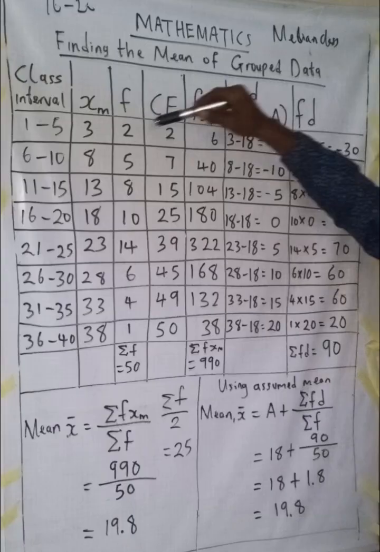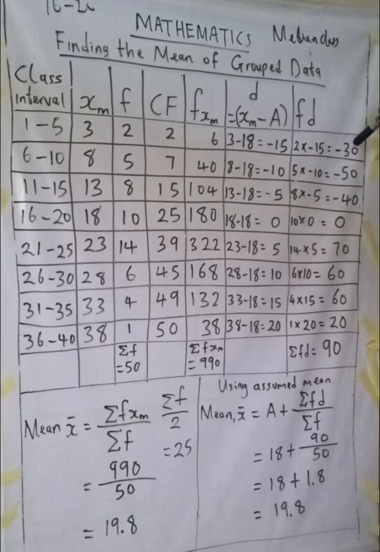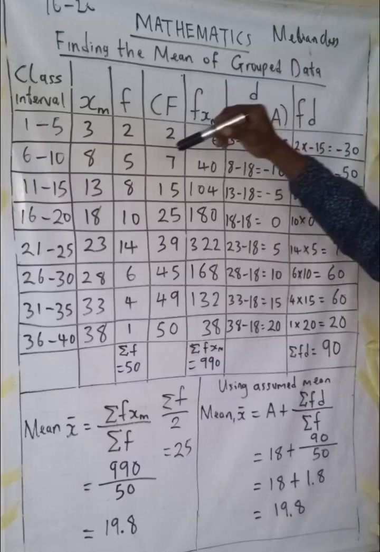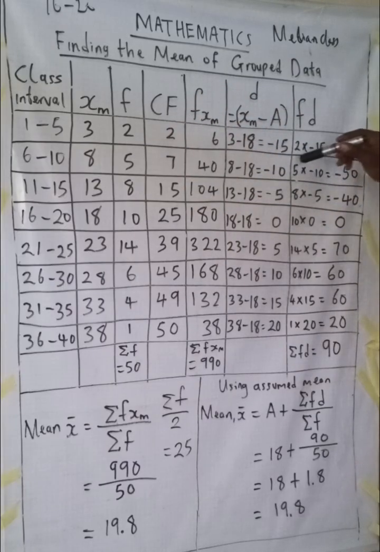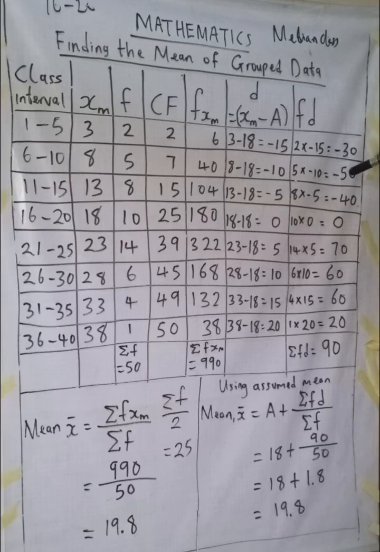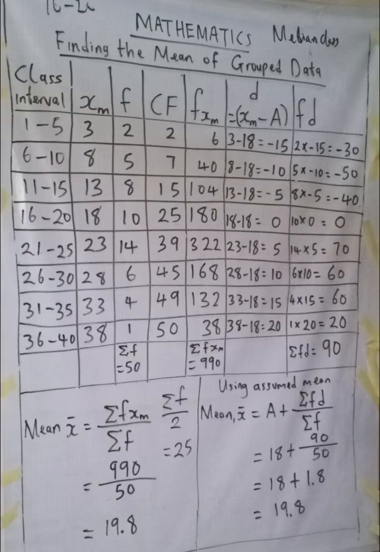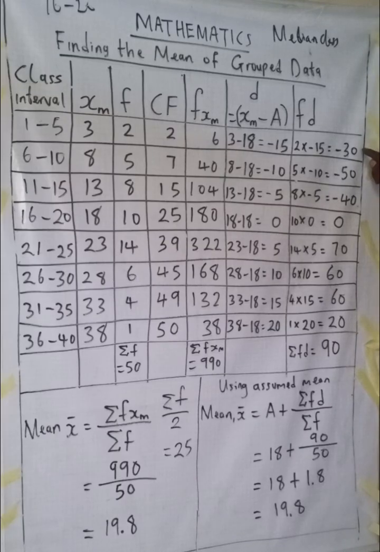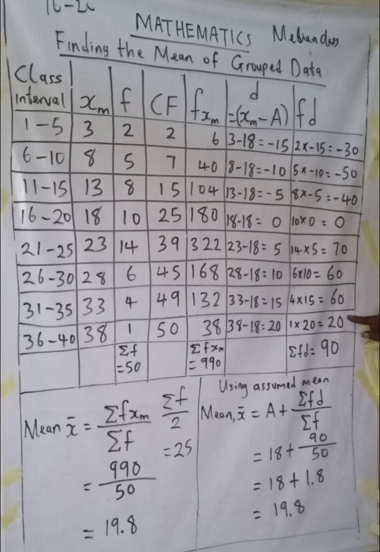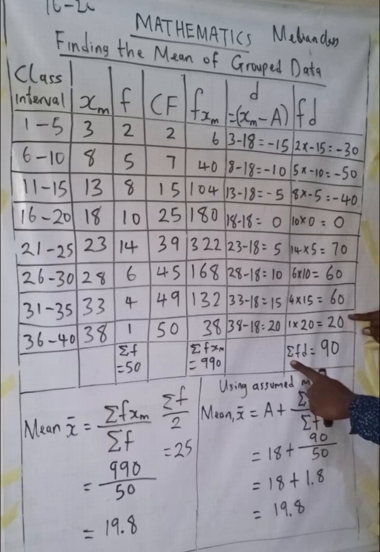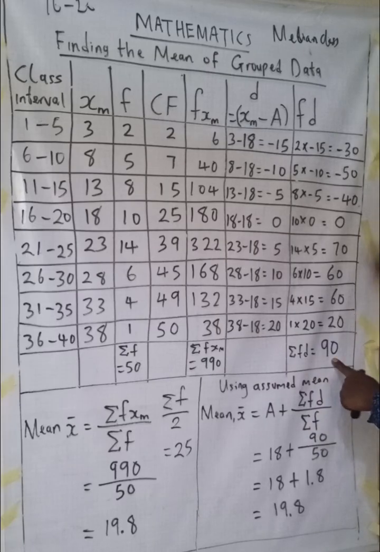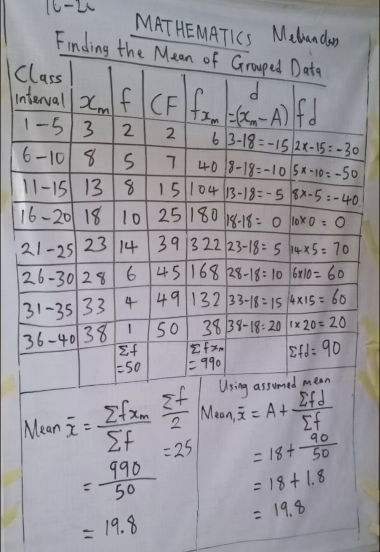So FD means 2 times minus 15, minus 30. FD means 5 times minus 10, minus 50. FD means 8 times minus 5, minus 40. And that will get the FD. If you add all the FDs, 1, 2, 3, 4, 5, 6, 7, 8, you have the summation of the FD, and that will be 90. Then we'll go back to the formula.